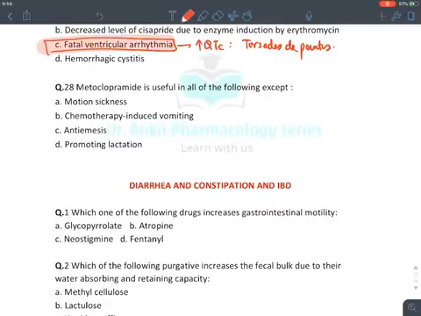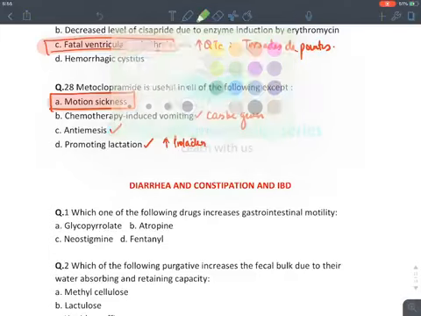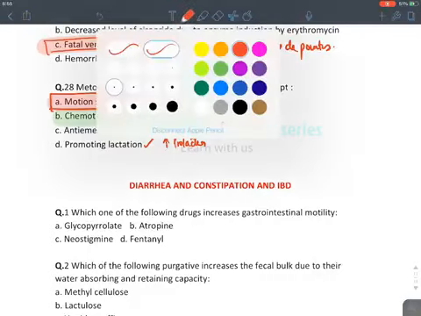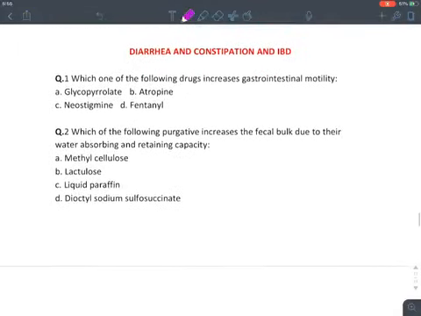Now metoclopramide is useful in all of the following except, remember, in motion sickness these drugs have no role. It can be given as anti-emesis, true. Promoting lactation, yes, because it increases prolactin release. So if the motion sickness option is not given, then you can go by the answer chemotherapy induced nausea and vomiting. Although they are not given in chemotherapy induced nausea and vomiting also, the best answer out here is motion sickness if you want to choose one answer. So remember this part.